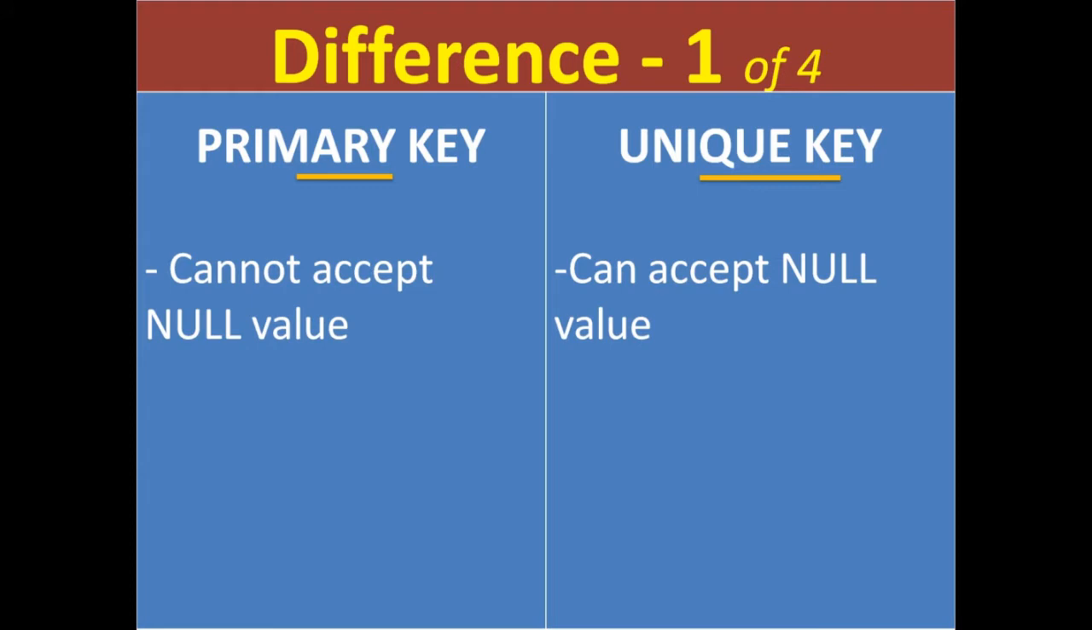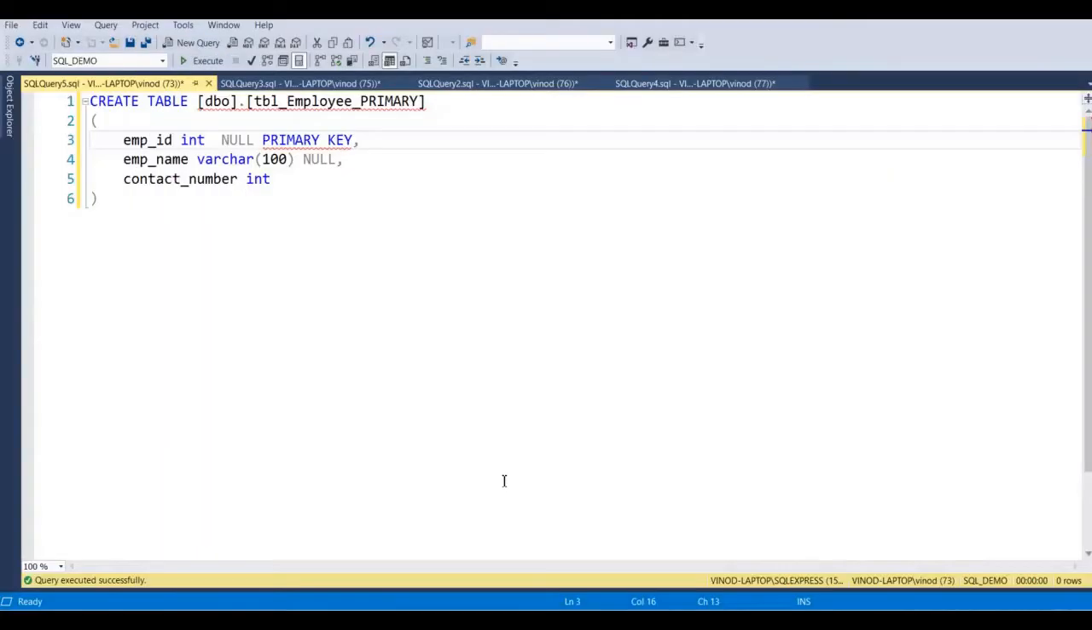Now, difference number 1 is that primary key cannot accept null value, whereas unique key can accept null value. Now let's see a demo of how this works.